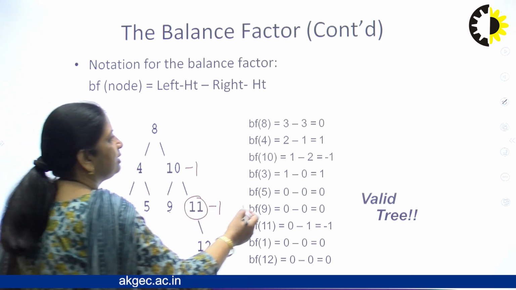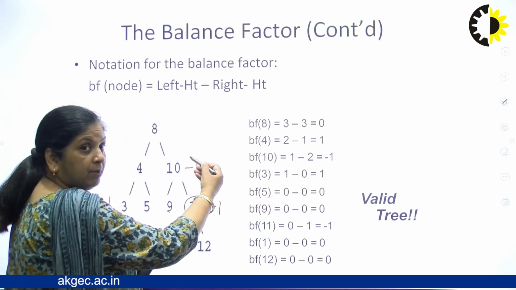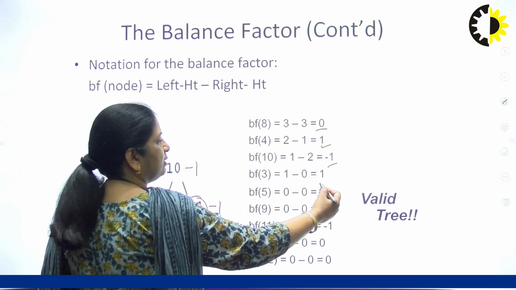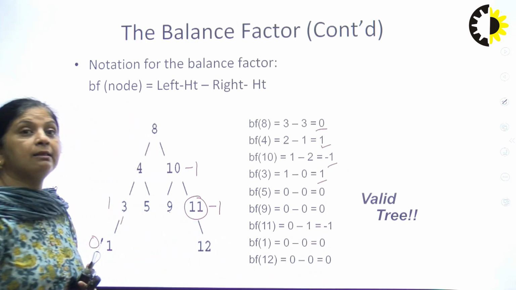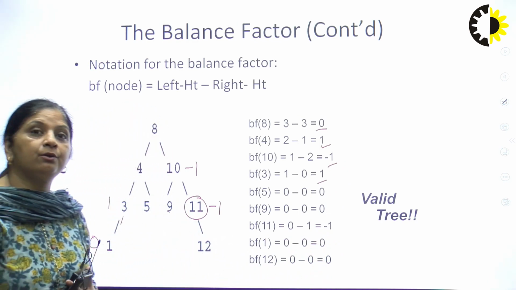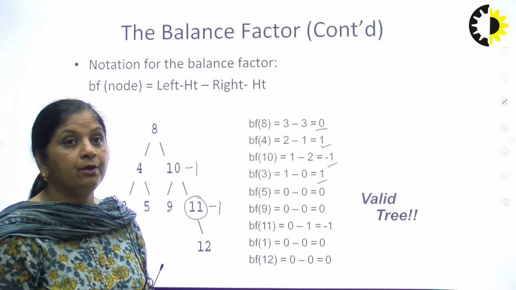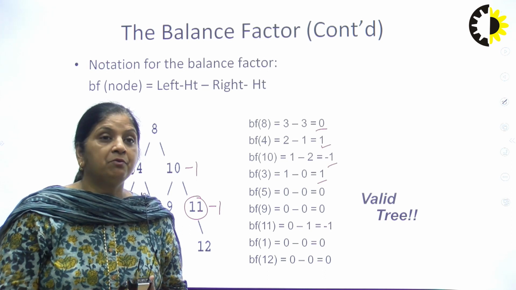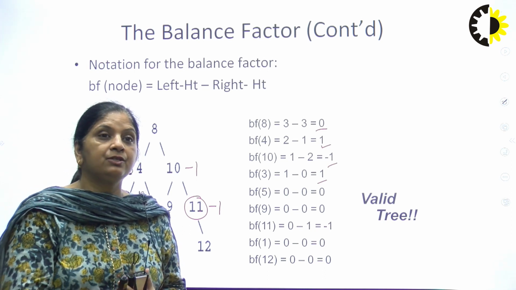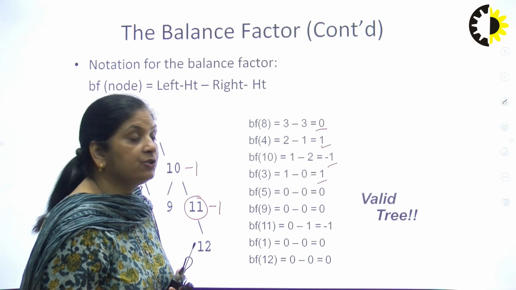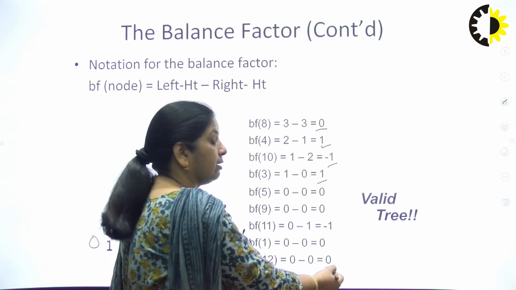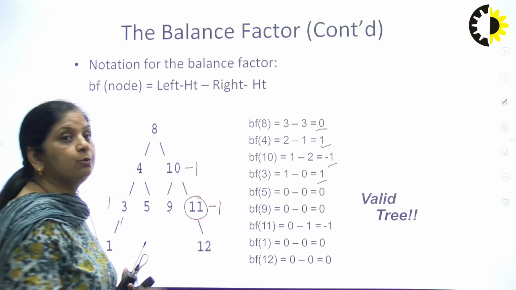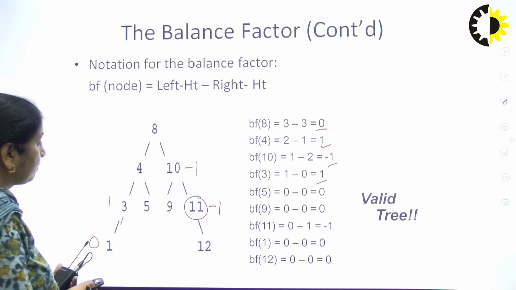In this, when we are checking all the balance factor values, for 8 we are getting 0. For 4 it is 1, for 10 it is -1, for 3 it is 1, and so on. All the values are either 0, 1 or -1. So it is an AVL tree. So we will use the balance factor and check whether there is any violation or not. If after insertion and deletion any of these become other than 0, 1 or -1, we need to maintain the AVL tree.